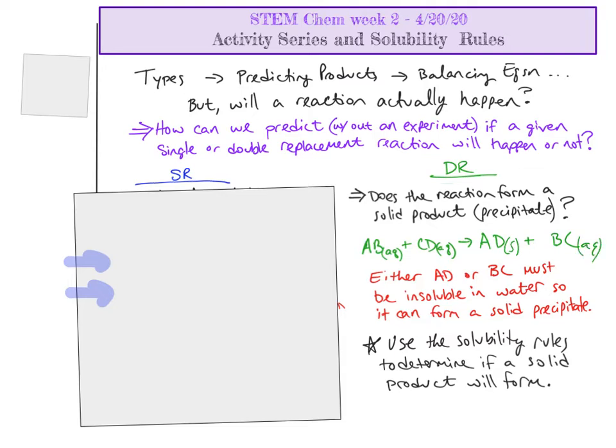They both could. That'd be fine. It'd be an awkward reaction, but they could. But really, you're looking for one solid product. So you need to look at those new combinations of ions and then decide, will it be a solid or not? And for this, we get to use something called solubility rules.